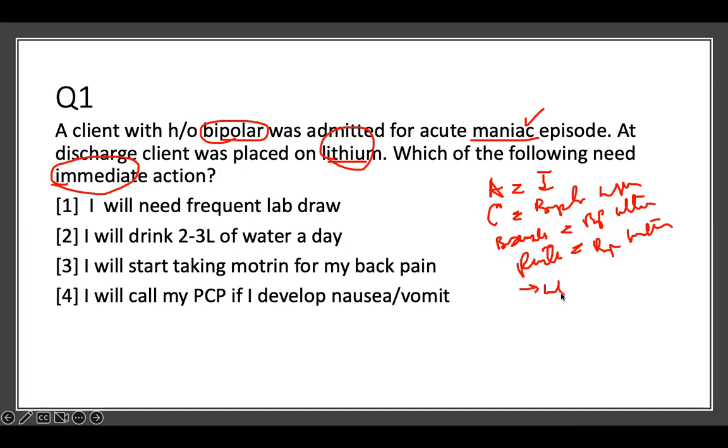Lithium is the drug of choice for patients with bipolar, but it has side effects. It has a very narrow therapeutic range, 0.6 to 1.2. That's the range for these patients. If you get to around 1.5, that's a toxic level. So this patient may need this lab work to be checked frequently.